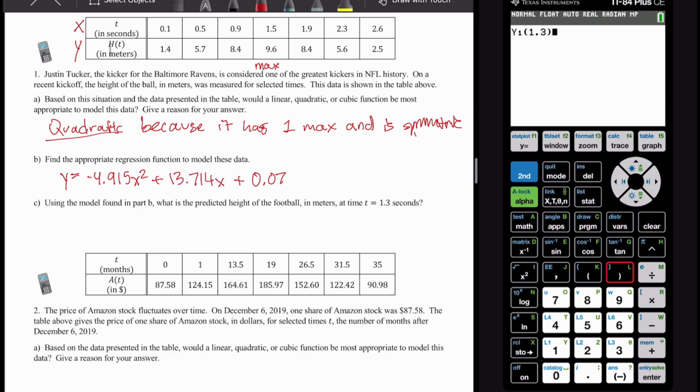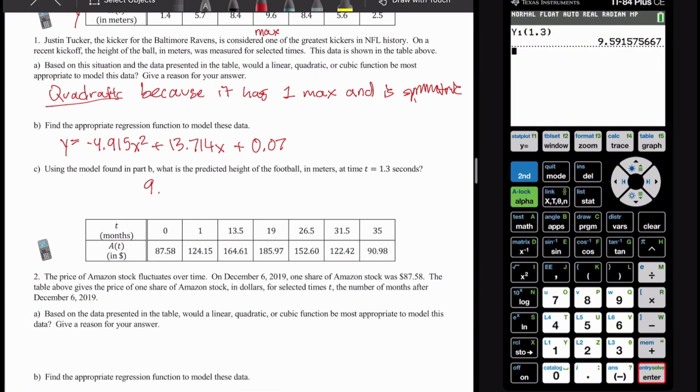If you're given h of t is equal to something in meters, then you're going to have to solve that on your own, not using the calculator. Like if h of t is equal to 5, then y right here is going to equal 5, equal to this entire equation, and then you would solve for x. But let's click enter on the calculator, and that gives us 9.592, and so that would be our answer.